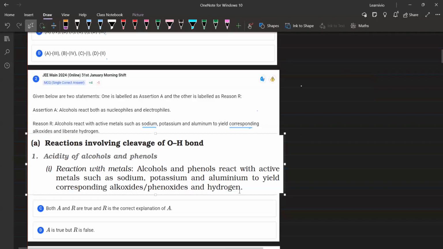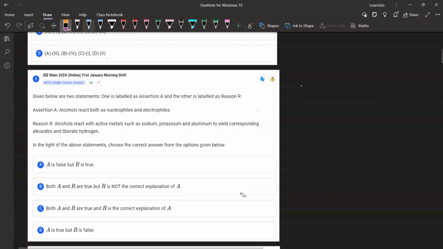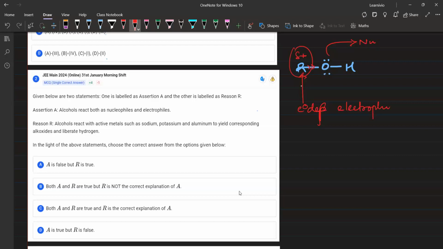Both these statements are correct, but the second statement is not explaining why it is acting as a nucleophile as well as electrophile. Now look, what is the reason? Let's look at the reason. You have ROH. Because of this lone pair of electrons, it can attack as a nucleophile. But if I look at this, R is going to have a delta positive because it is connected to the more electronegative oxygen atom. And since R is electron deficient, it wants to receive electrons. If it is electron deficient, it will act as an electrophile.